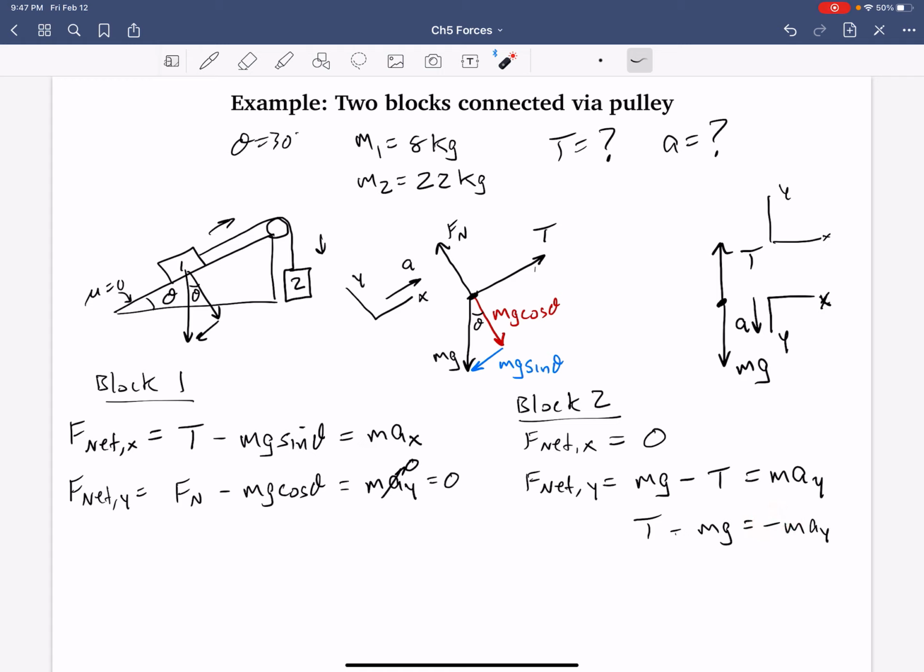It's essential. And that is why I always say, if you can help it, put one of your axes in the direction of a, right? That way you don't have to worry about possibly forgetting to write this negative sign. You just write it as ma. It's positive. Okay? So be mindful of that.